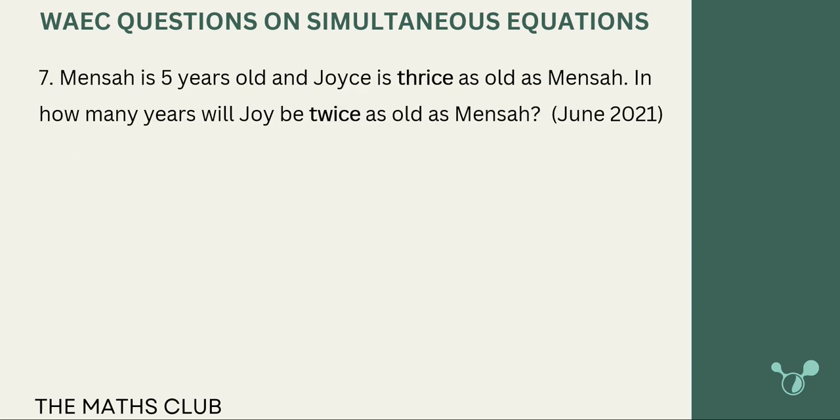Great. Question 7 says that Mensa is 5 years old and Joyce is thrice as old as Mensa. In how many years would Joyce be twice as old as Mensa? So I want you to pause the video and try this out yourself.